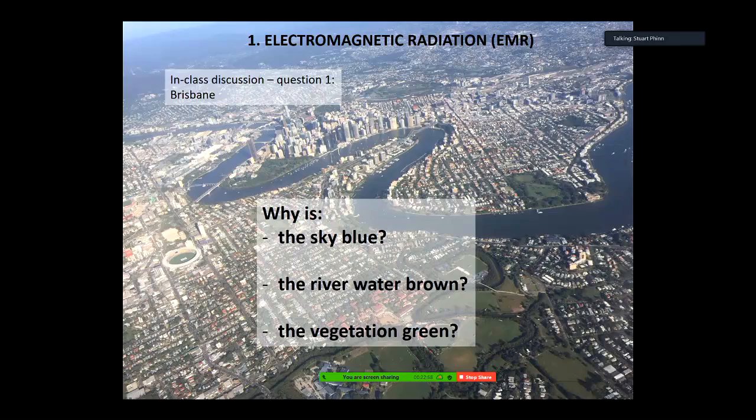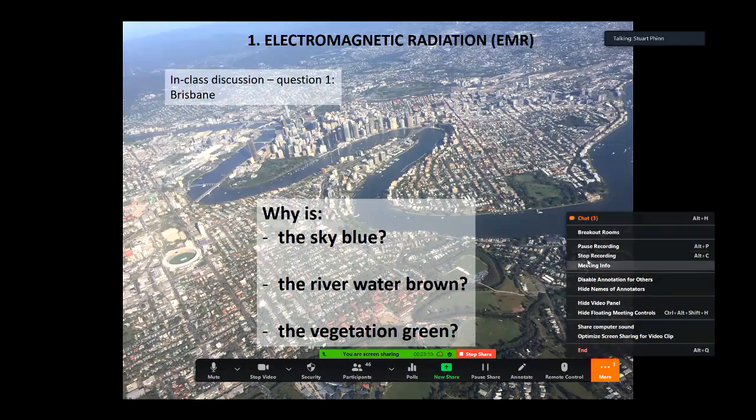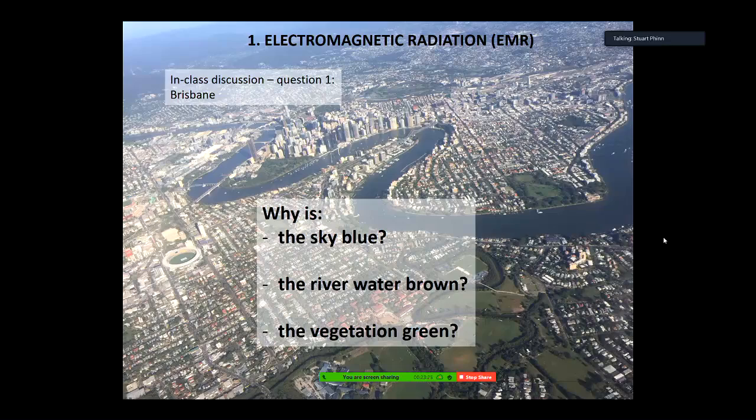Okay, why is the vegetation green? We've got lots of nice green mowed parks there in East Brisbane. Look over at New Farm Park, Botanic Gardens as well. Cool. Yeah, so someone in the comments has said, okay, the green wavelengths are reflected. Why are the green wavelengths actually reflected? Why aren't the blue and red wavelengths reflected? What's going on? Yep.